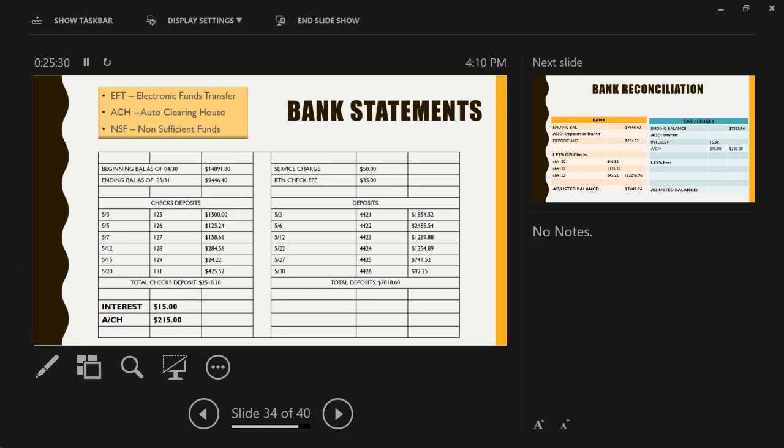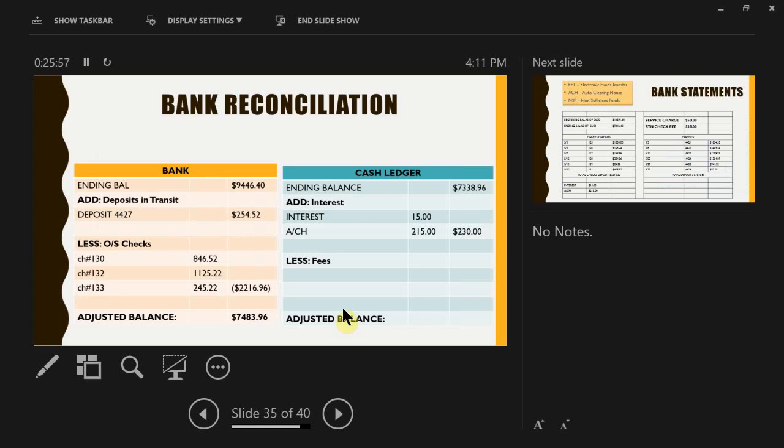It will tell me that I've collected interest for $15 and my auto clearinghouse was for $215. So I had a lot of money transferred in, and from that, I collected $215 from just using electronic transfer. Now I'm going to go ahead and add that in there. So my interest was for $15 and my auto clearinghouse was for $215, which gives me a grand total of $230. All right.